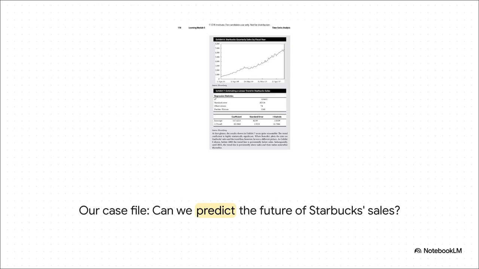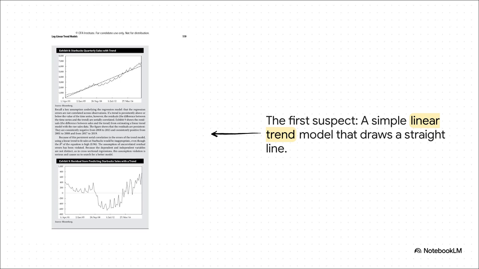So our job is to try and model this trend so we can make a decent prediction about where it's going to go next. Okay, our first suspect is the simplest tool we've got, the linear trend model. All this thing does is draw the best possible straight line it can right through all those data points. The huge assumption here is that Starbucks sales go up by a constant dollar amount every single quarter. So, for example, it might think sales go up by, say, $80 million each quarter, just like clockwork. Seems reasonable, but is it right?